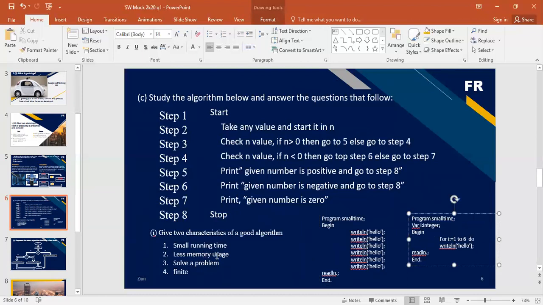You have to have less memory usage. That is, a type of algorithm that when it runs, uses less memory of your computer system. There are some complicated algorithms that will consume all of your memory and make your machine very slow. An algorithm should be able to solve a problem. Don't write something that has nothing to do with anything, just going north, south, east, west, no direction. An algorithm should be finite. You have a start and an end. Not something that is continuous, infinite, running from day to day without any end.